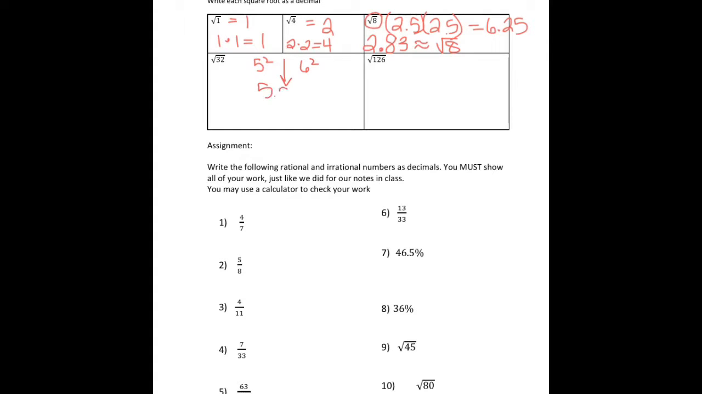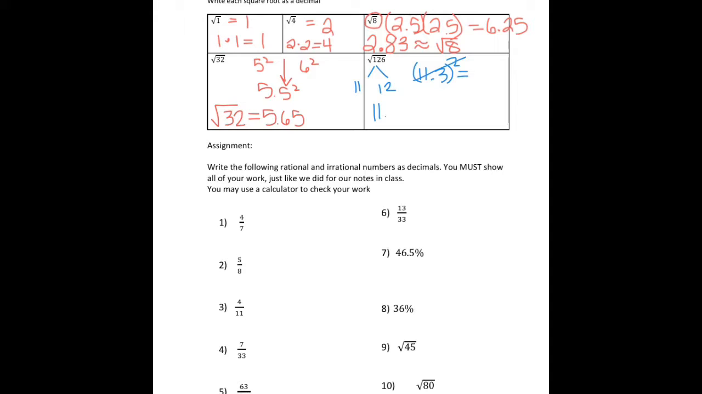So I would start with 5.5 and square it. Maybe go to 5.6 and square it. I see that when I put the square root of 32 into a calculator, I find out that the square root of 32 is 5.65. This last one, the square root of 126, I know that lies in between 11 squared and 12 squared. So I'm going to start with 11.3, and I'm going to square it. So 11.3 squared is 127. So that's too much.